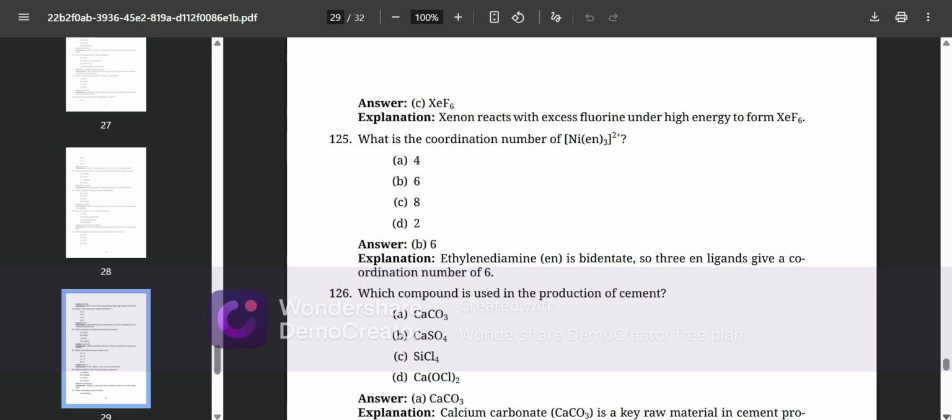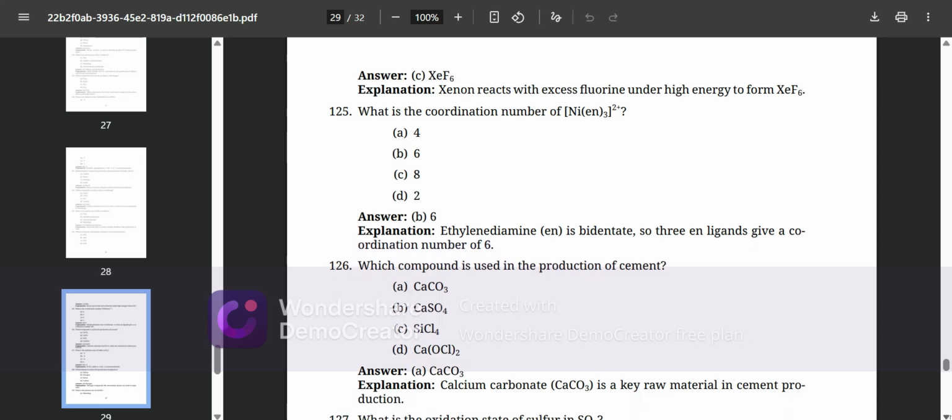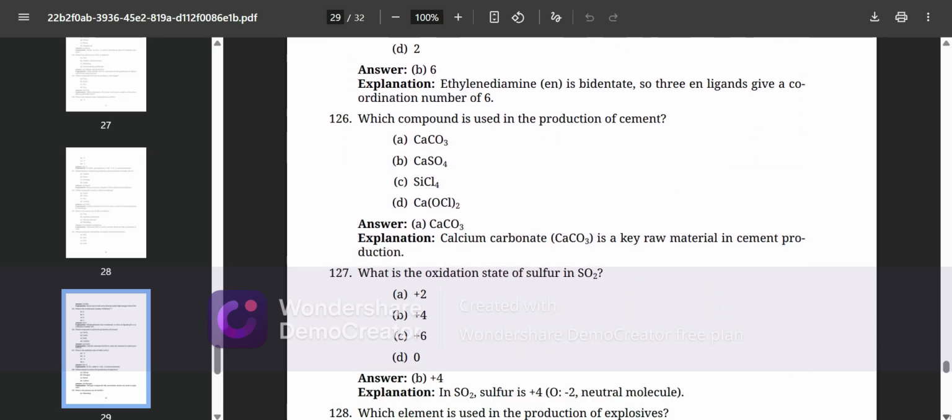Ethylene diamine en is bidentate. So 3 en ligands give a coordination number of 6. Which compound is used in the production of cement? CaCO3. Calcium carbonate CaCO3 is a key raw material in cement production.